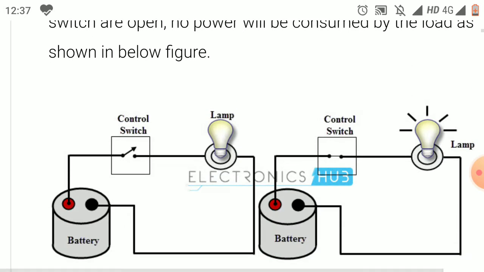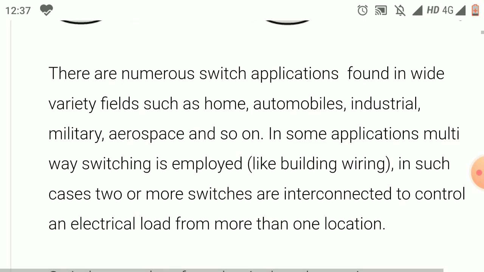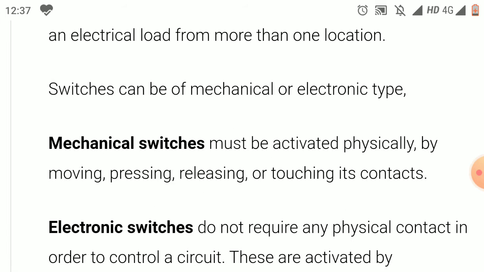You can see in the figure over here, the battery is connected to the lamp through a control switch. When the contacts are open, the current will not flow to the lamp and the lamp will not glow. When the contacts are closed, the lamp is glowing as it creates the closed path for the current flow. So this is the basic operation of a switch.